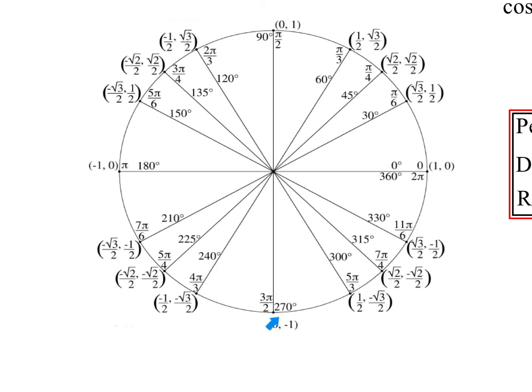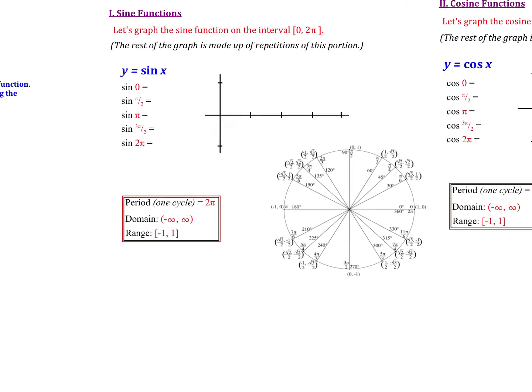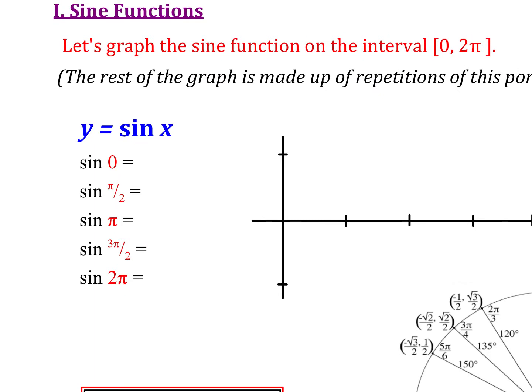At 270, or 3 pi halves, is negative 1. And then we're back to 0. So it goes 0, 1, 0, negative 1, 0. Those are the values that we are going to achieve. So I'm going to go ahead and mark that out. 0, 1, 0, negative 1, 0.